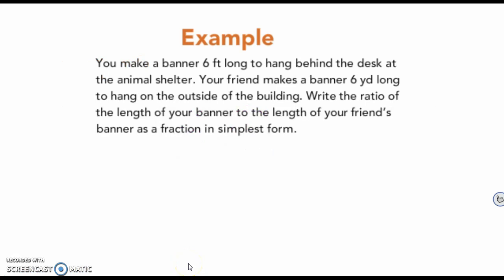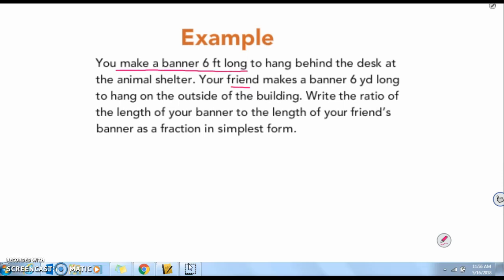Look at this example in your notes. You make a banner 6 feet long to hang behind the desk at the animal shelter. Your friend makes the banner 6 yards long to hang on the outside of the building. Write the ratio of the length of your banner to the length of your friend's banner as a fraction in simplest form. In order for us to write a ratio, we have to make sure that these two numbers are in the same unit of measure.